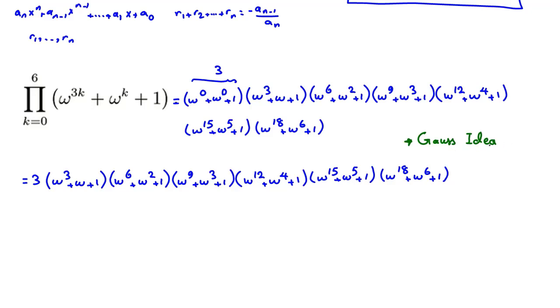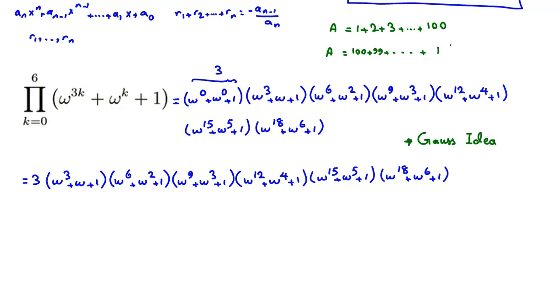Gauss idea is what? The first thing that you should know. For example, if you want to calculate 1 plus 2 up to 100, what is it? Let's call it A. Then I write it in reverse order: 100 plus 99 plus up to 1.